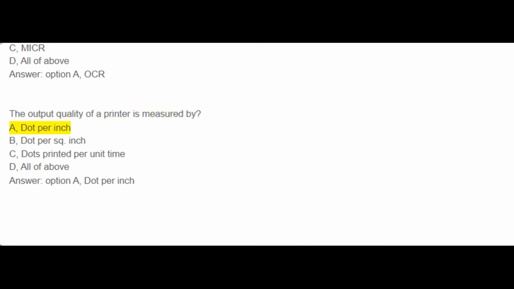The output quality of a printer is measured by A. Dot per inch. B. Dot per square inch. C. Dots printed per unit time. D. All of above. Answer. Option A. Dot per inch.